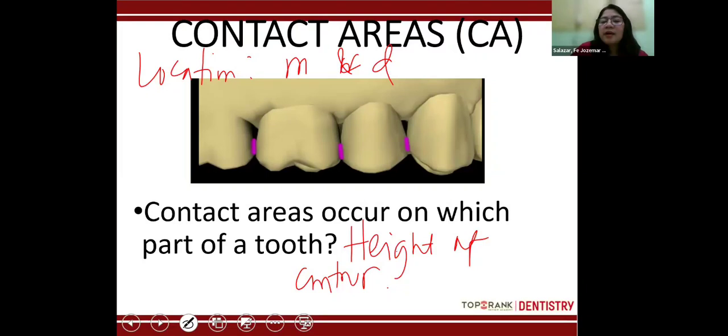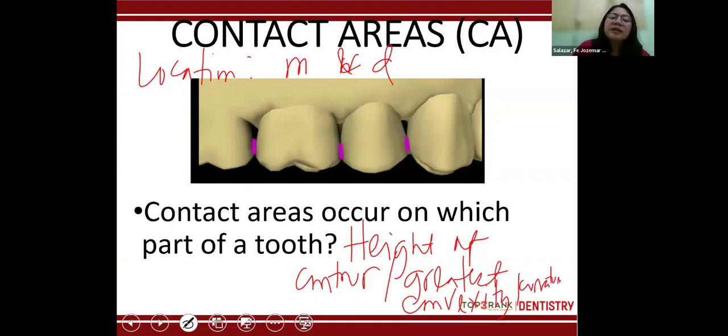Or greatest convexity of the tooth. Or greatest curvature of the tooth. Okay? Tingnan nyo yung tooth niyo. Hindi naman straight yan. Kasi kung straight, buo yan magkukontact. But they have convexities. Yan. So kung saan yung greatest convexity, dun lang sila magkukontact.